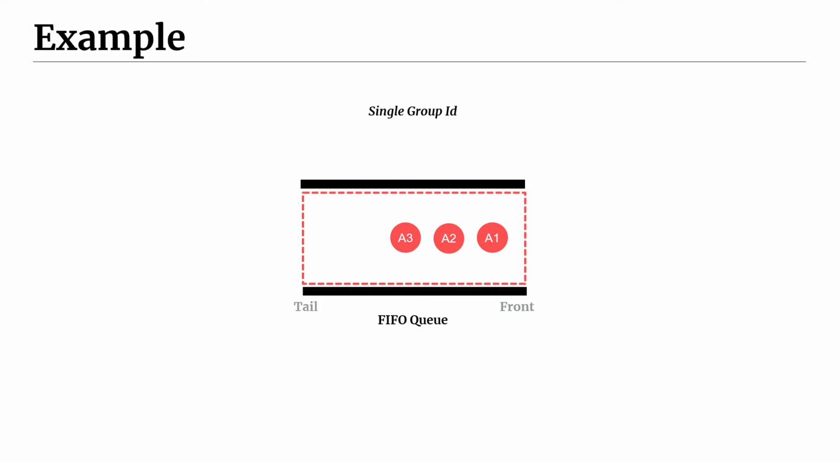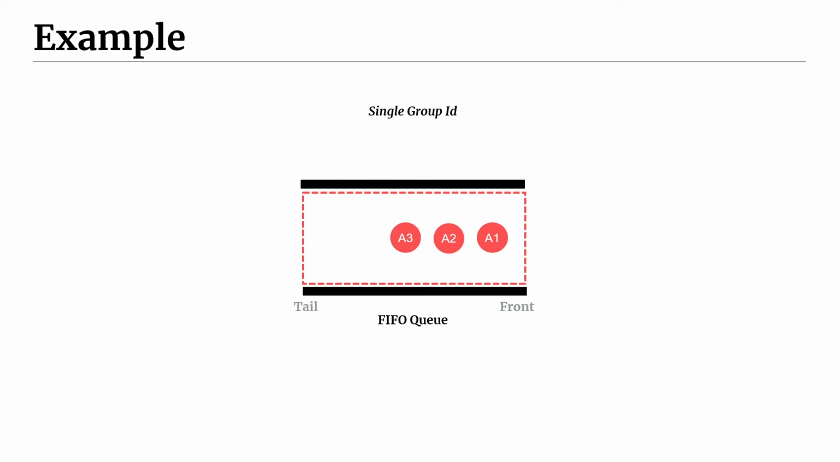So in this case, when we're just working with a single group ID, it's pretty straightforward. Like if you're reading just one message at a time, then what's going to happen? Well, the first message is going to be A1, the second one is going to be A2, and then the third one is going to be A3, right? So you're going to get them in sequence on every single request.